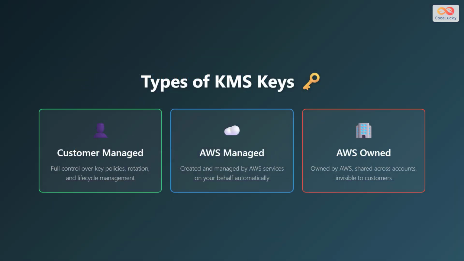AWS KMS supports three types of keys. Customer-managed keys give you full control over key policies, rotation schedules, and lifecycle management. These are ideal when you need complete control over your encryption keys. AWS Managed keys are created and managed automatically by AWS services on your behalf. You don't need to worry about their management, but you have less control. Finally, AWS Owned keys are owned by AWS and shared across multiple accounts. These are invisible to you as a customer and are used internally by AWS services.